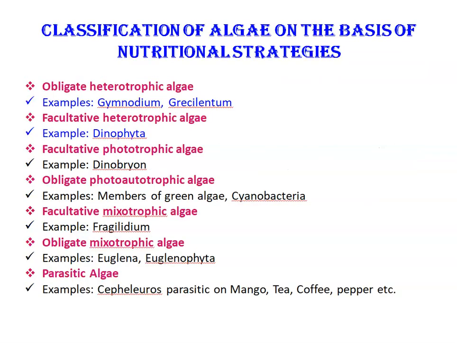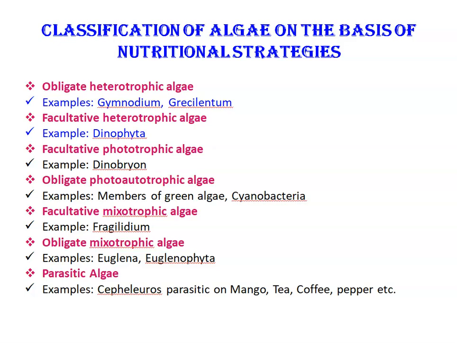Next is classification of algae on the basis of nutritional strategies. However, the principal mode of nutrition in algae is through photoautotrophy or self-feeding. The others may show some different feeding mechanisms based on which the algae are classified into these categories. First is obligate heterotrophic algae. Algae belonging to this group primarily obtain nutrition by a heterotrophic mode of nutrition. In conditions of limited heterotrophy, they sustain themselves by undergoing phototrophy.